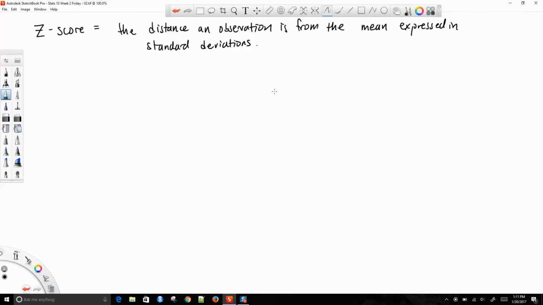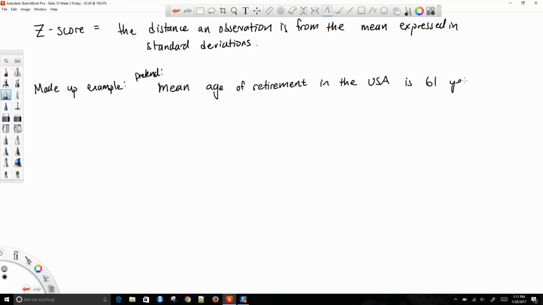Okay, so I'm going to just make up some numbers here. Okay, this is a made-up example. I have no idea if these numbers are even remotely true. Okay, let's say the mean age of retirement is 61 years old. Okay, we'll just pretend. I don't know if that's true or not. Okay, and we will also say that the standard deviation of retirement ages is 4 years.